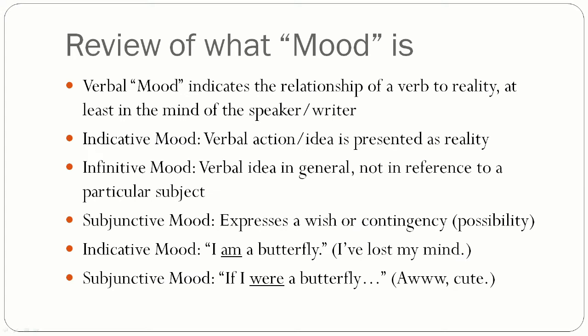So rather than I walk, which is indicative, you could say something like I might walk. I go is indicative, I might go is subjunctive. So you can see the difference. I might go expresses a possibility rather than a reality. I go to Disneyland is a statement of reality. Now, whether or not that is happening, I am presenting it as such.